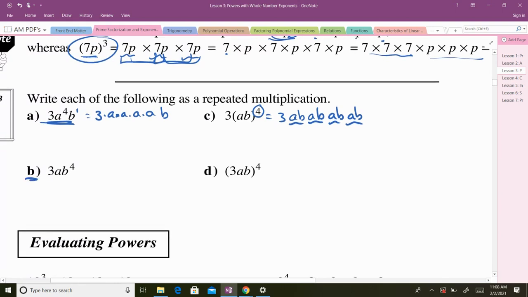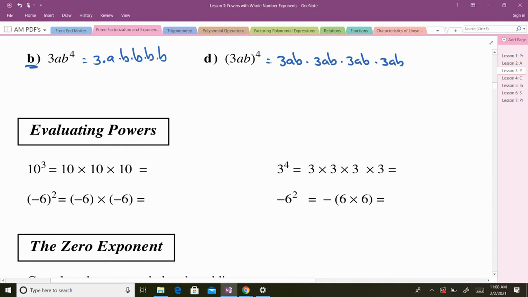This one, how many 3's do we have? How many A's do we have? 1, it's not in brackets. How many B's do we have? So then you're right, 4 B's. What about D? What do I write? There you go, because it's all in brackets. So it's the same as 3AB times 3AB times 3AB times 3AB.